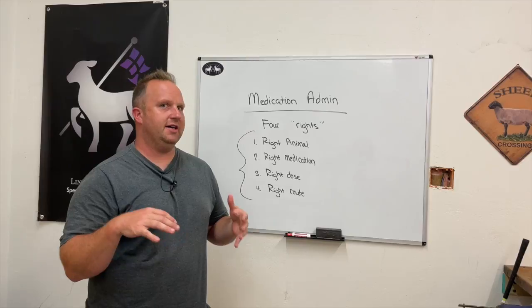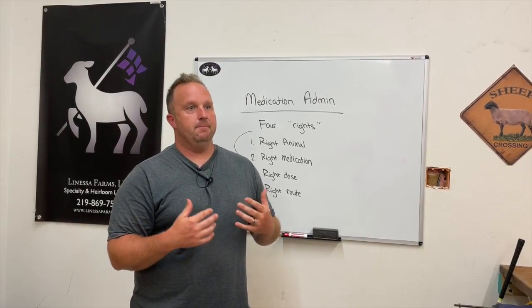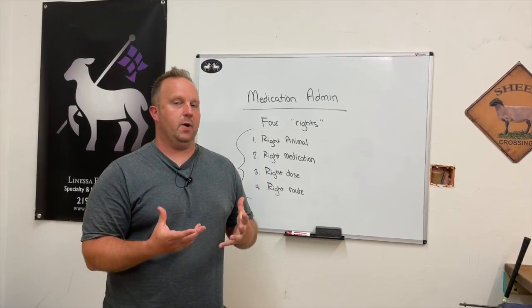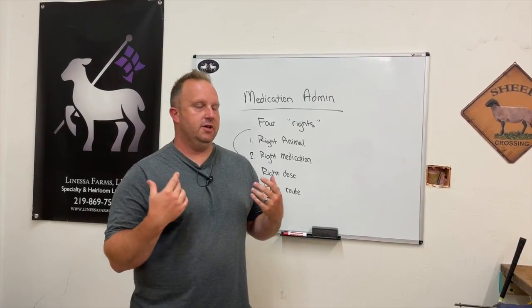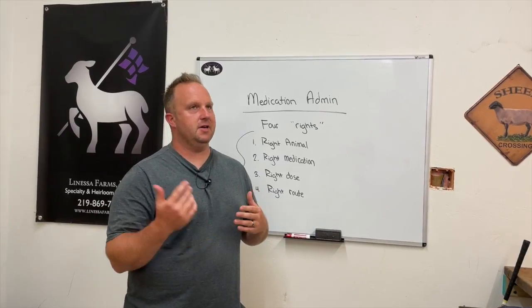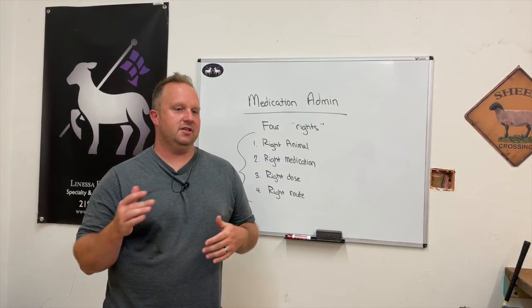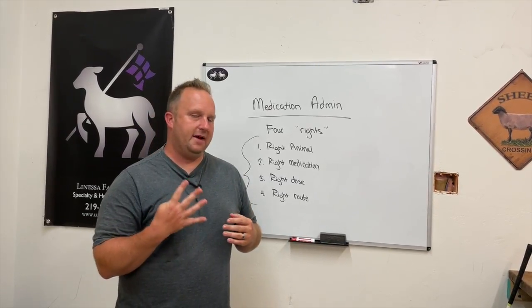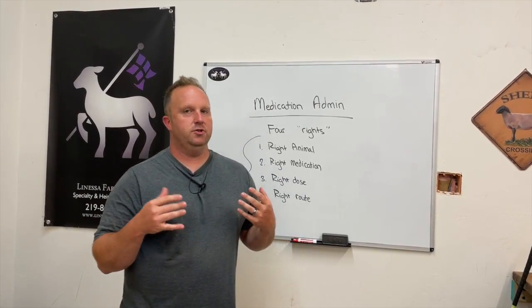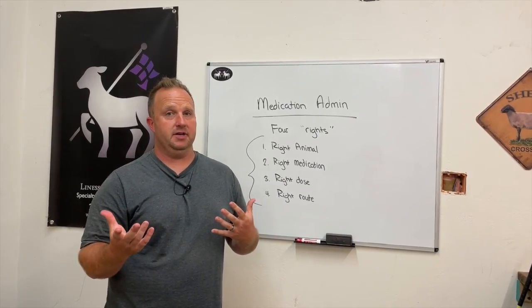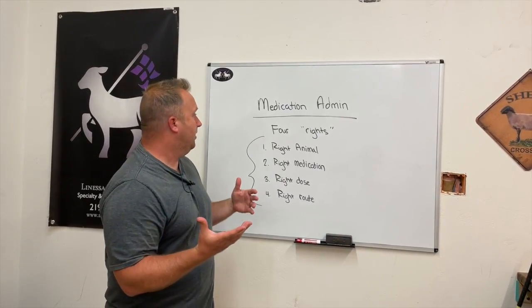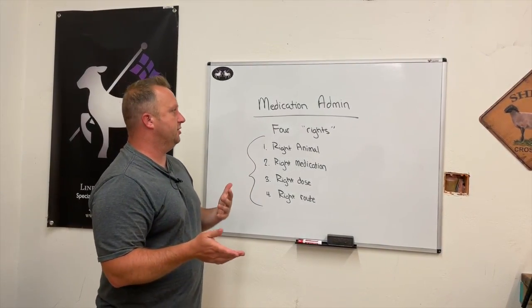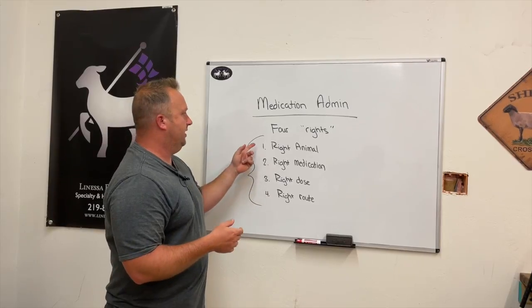Before we start talking about medication administration in more specific terms, we need to talk about the rights of medication administration. In human healthcare, sometimes you see there's 6 rights, sometimes you see 9 rights, but as far as I can tell, when you're operating on your farm, there are 4 basic rights that I want you to make sure you're following when you're administering medication to your animals. I have those written out right here. So the 4 basic rights are as follows.